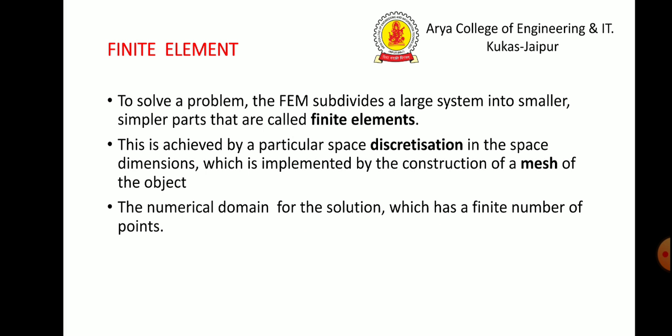So in any complex part of an object, like an aerodynamic shape or floating shape, we solve different types of typical calculations. So first of all we divide these types of objects into small parts, and these small parts are known as finite elements.